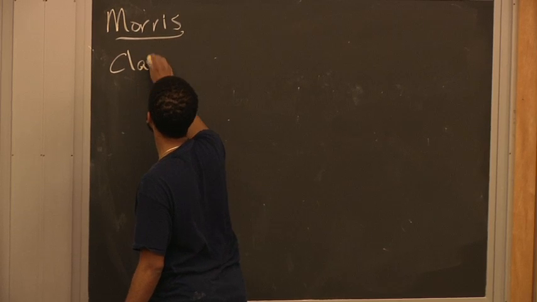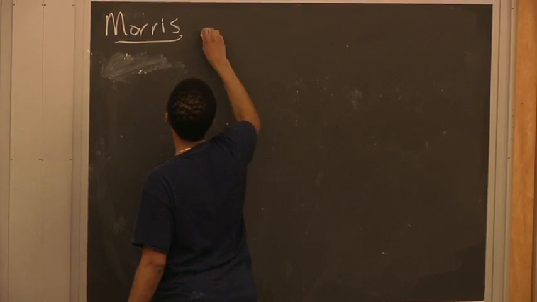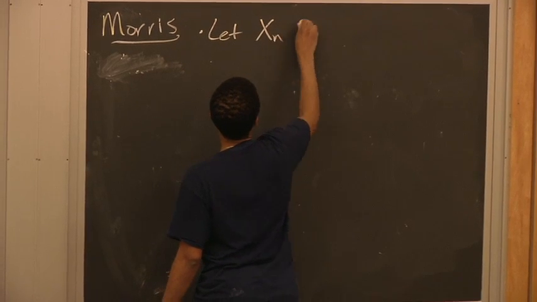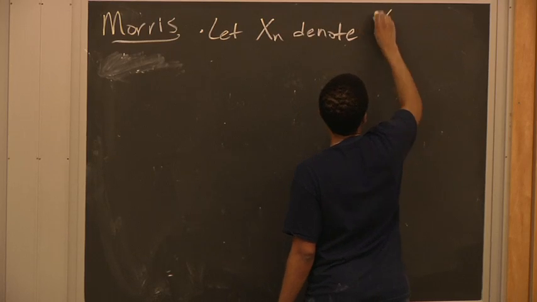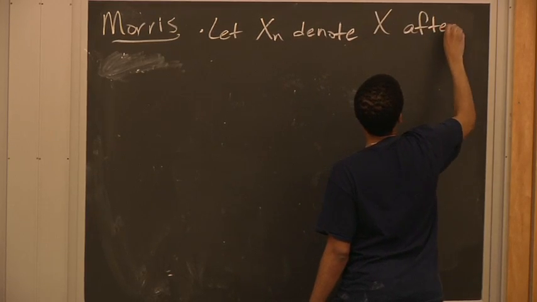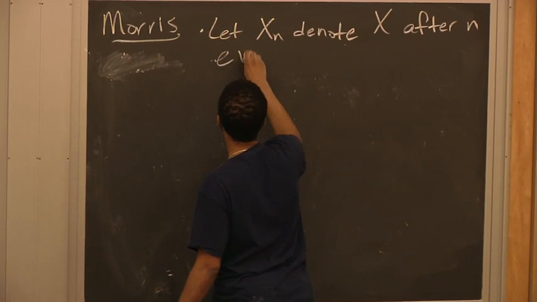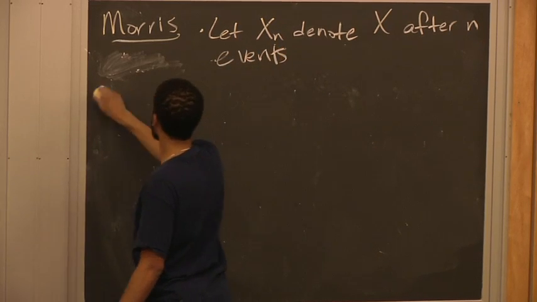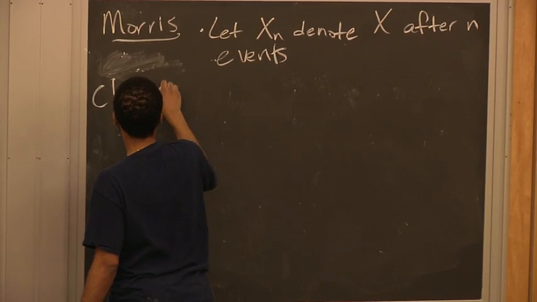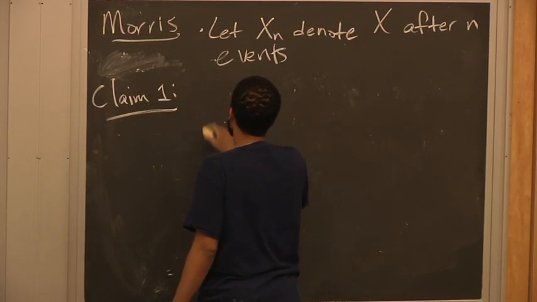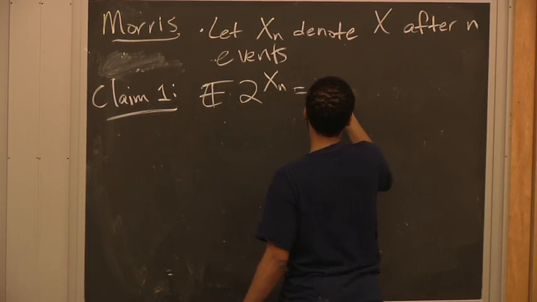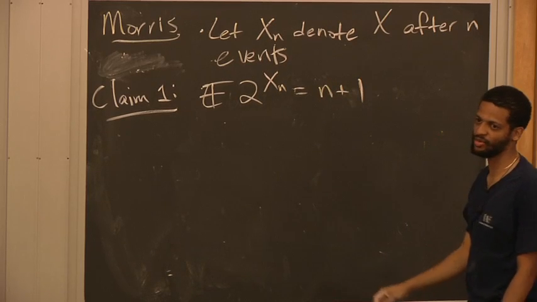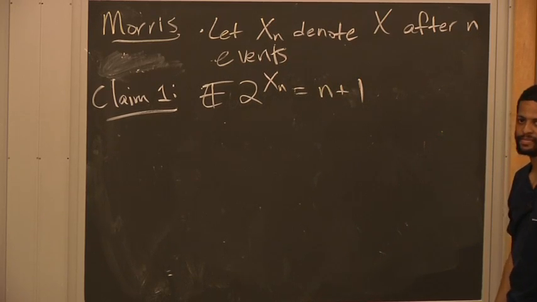Claim. First, let xn denote x after n events. So claim 1: the expectation of 2 to the xn is equal to n plus 1. So xn is a random variable. Sometimes we incremented, sometimes we didn't.